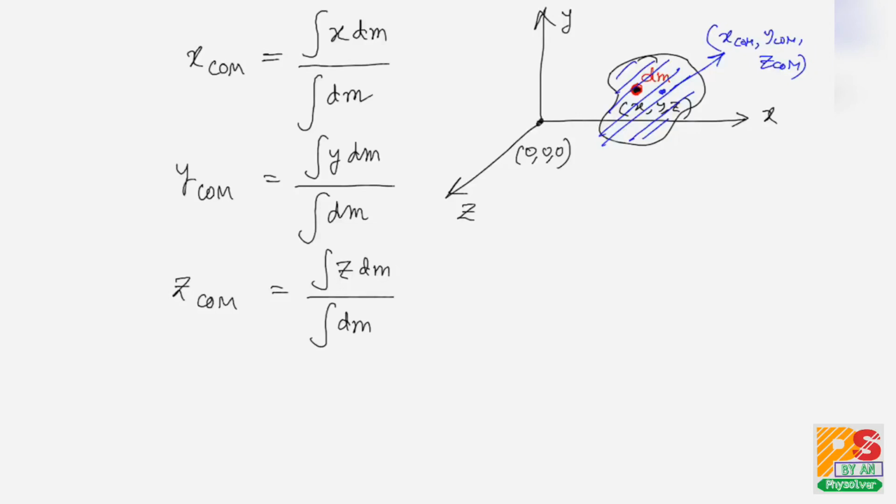Now in most cases we take the origin at a certain point where the calculation becomes easier, but you can take any point as you wish. Then the calculation would become difficult, but the answer you will get is the same, that is at the same position. Okay, now coming to this video, here we will find the center of mass of a uniform semicircular ring.